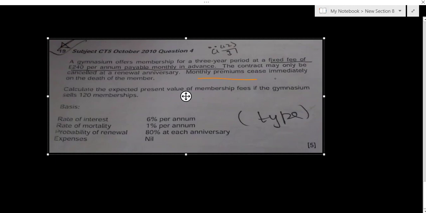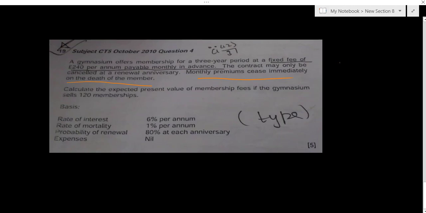So there's a death clause too. As soon as the person dies, the premiums cease, and basically there is a renewal too. And if they don't renew, the premiums will stop, and if they die, then also the premiums will stop coming. So there are basically two kinds of decrements.